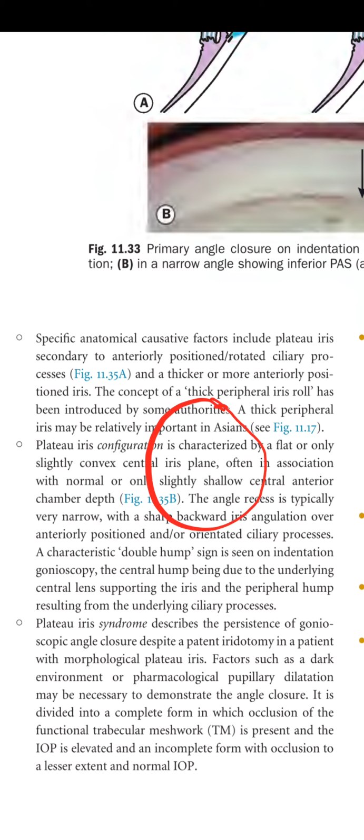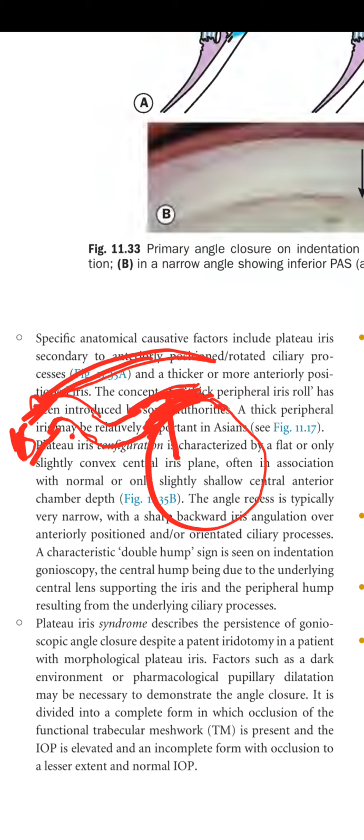Because this is the lens, and the iris over it will have a convex shape, then it will become deep, and then its configuration is like an S shape. So this is the cornea. On the lens it will be slightly upper, then in the center it will become deep, and then on the angle side it becomes closed. So this is how it happens, and this will make a double hump sign.